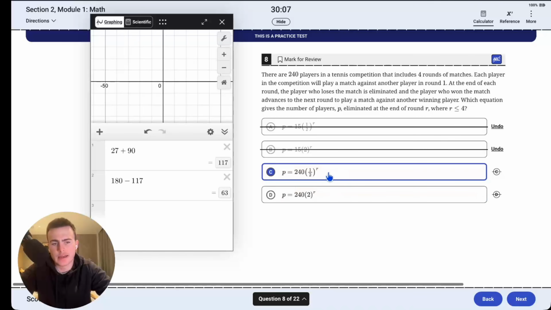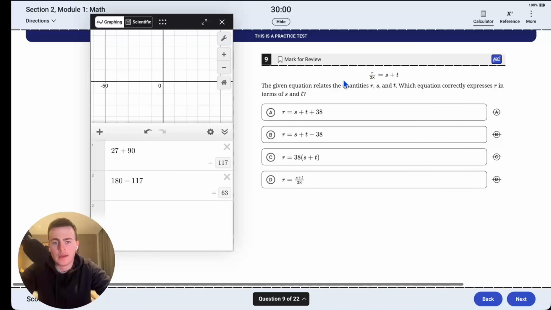I guess it isn't actually, because at the end of round 1, 120 get eliminated. At the end of round 2, 60 get eliminated. Yeah, okay, it's just C then. I was overthinking that. The given equation relates to quantities R, S, and T. Which equation expresses R in terms of S and T?